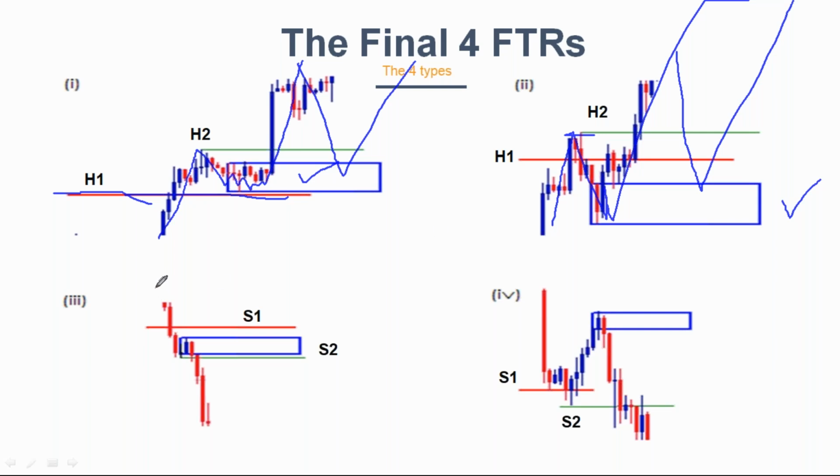Same thing here. Price broke S1, formed a low, a slow base, and broke. I apologize. Similarly, price broke S1, formed an S2 here, went up, formed a base and broke S2 also. And finally, if it retraces, we'll take a trade. Correct, Satish.